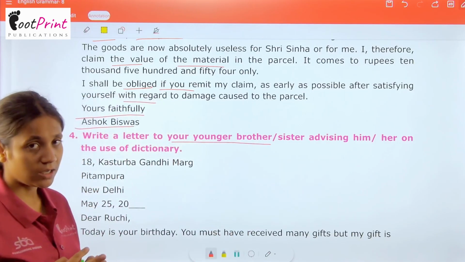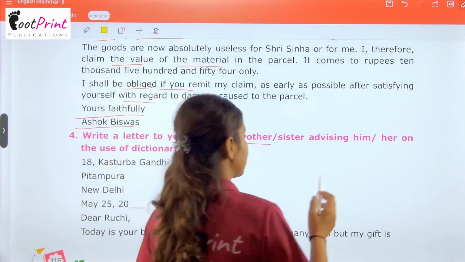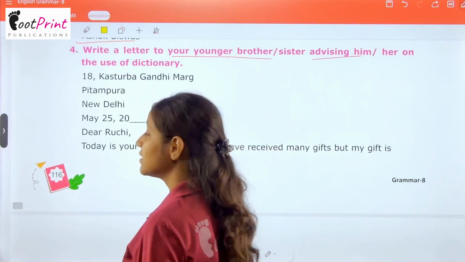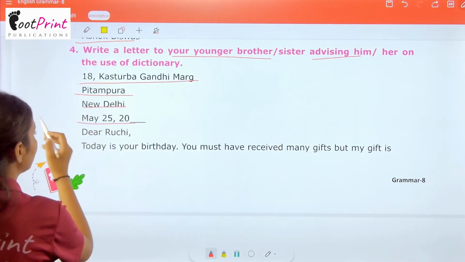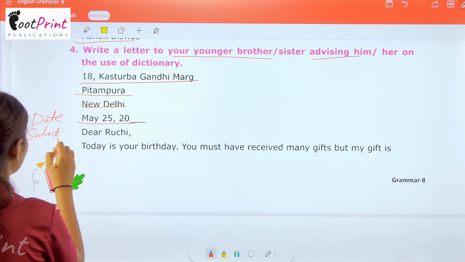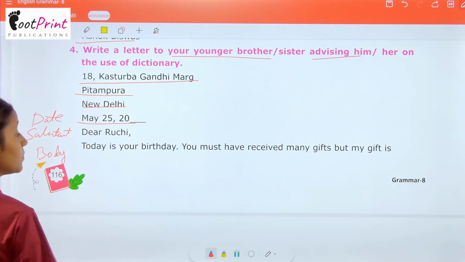Again this is an informal or we can say personal letter. Brother or sister advising him or her on the use of dictionary. Again starting with the address, that is very important. Then you have to write the date as well. Then salutation, and then your content, or we can say the body of the letter.